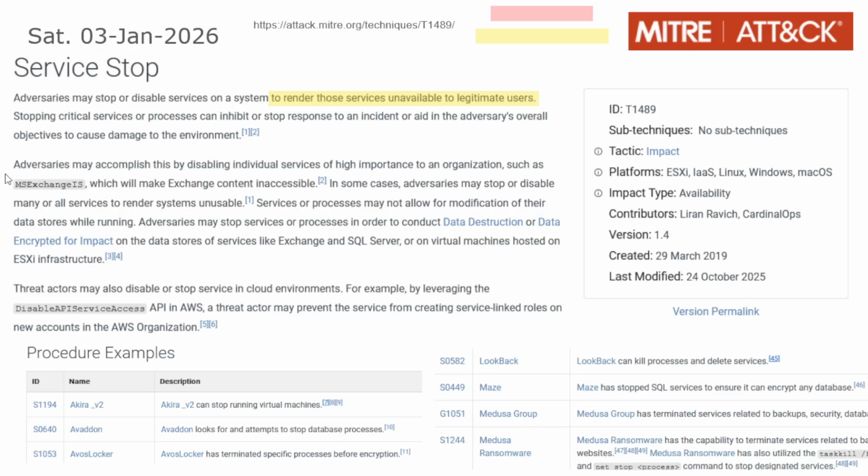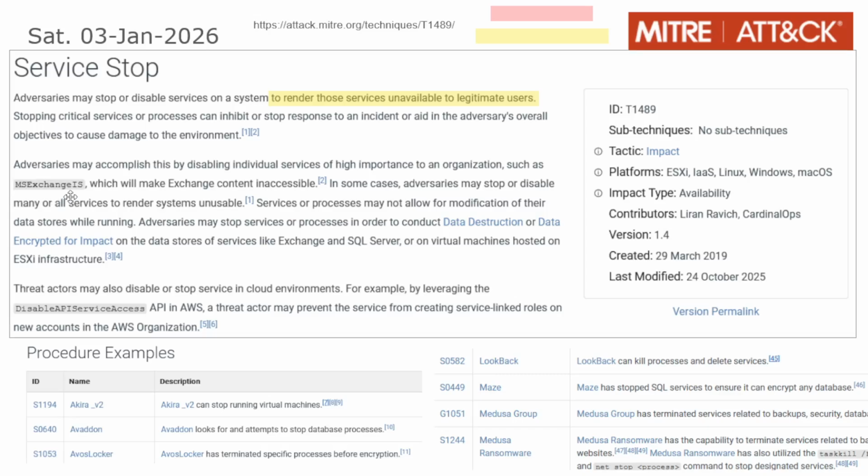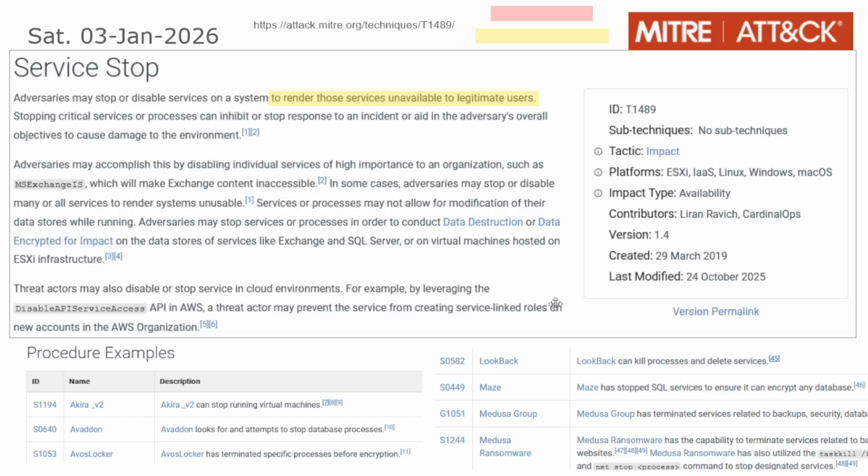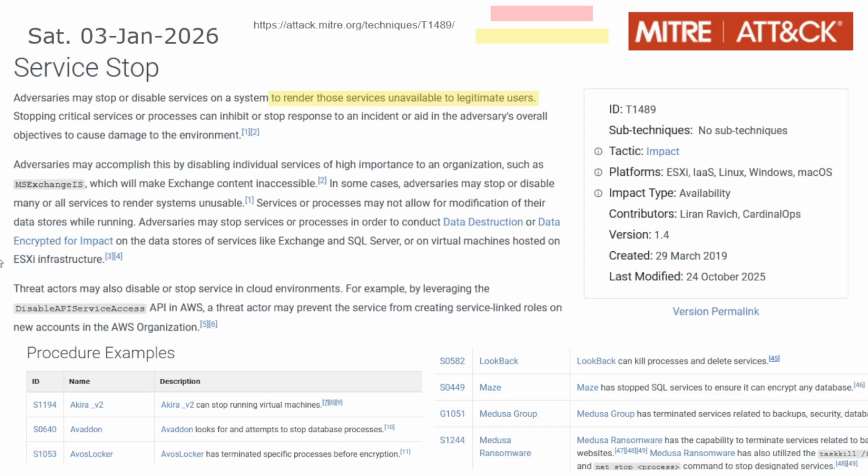So adversaries may accomplish this by disabling individual services of high importance to an organization, such as MS Exchange. Yeah, so that's emailing, right? Which will make Exchange content inaccessible. In some cases, adversaries may stop or disable many or all services to render systems unusable. Yes, so either you render them unusable, or you just disable that what is needed to facilitate a response to your attack, but you leave all the other services intact, so nobody notices for a long time that critical services have been disabled. Yeah.